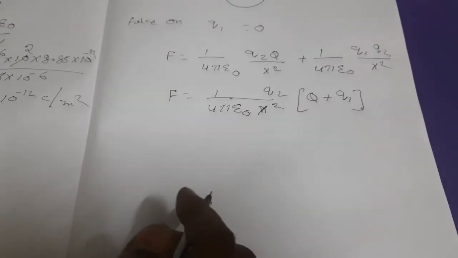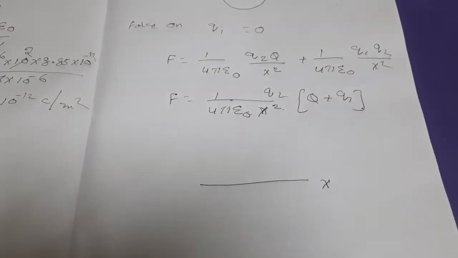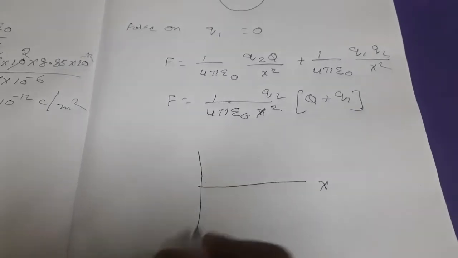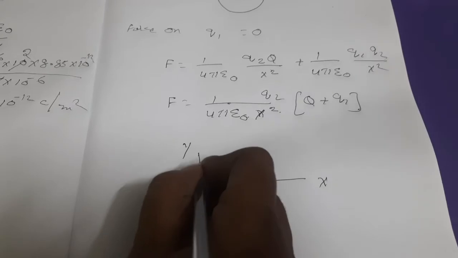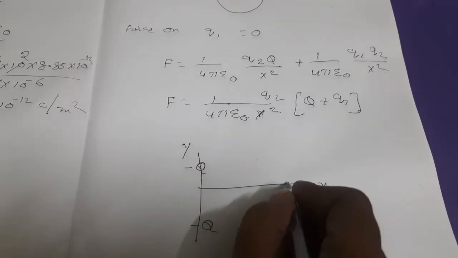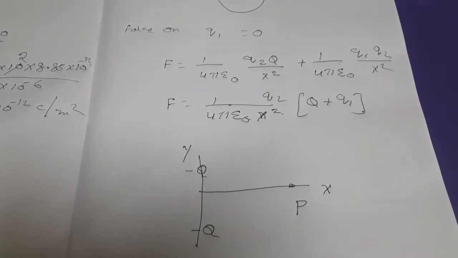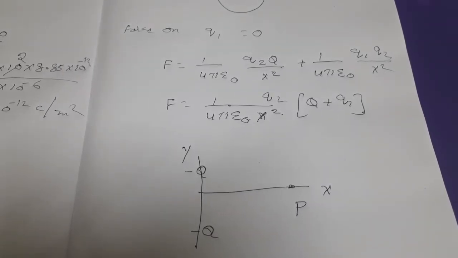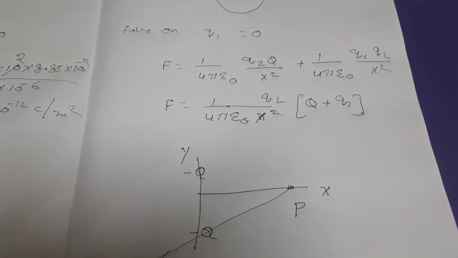The next question is, they have taken the xy plane. This is the x axis and this is the y axis. Here both are minus q. This is the minus q and this is the minus q. Here we want to find out the intensity of the electric field. So what is the direction of the intensity of the electric field? Always towards the negative charge, like this, due to this one.